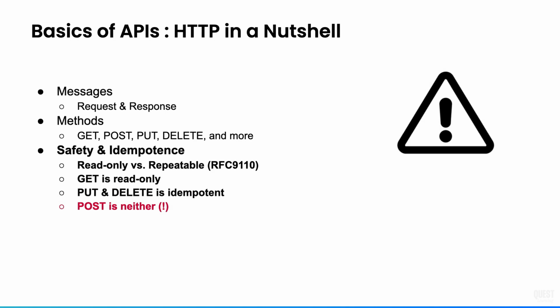Now, get is read-only. That means it's safe. Put and delete are idempotent, which means they're not safe, but they can be repeated. What's really interesting is post is neither safe nor idempotent. In other words, when you execute a post, you're changing data. You might be adding more than 1 record to the system if you repeat that same post.